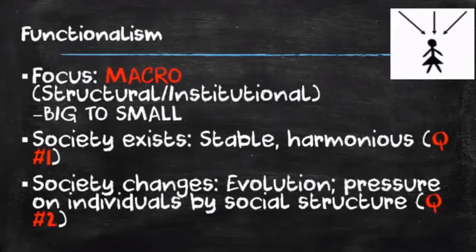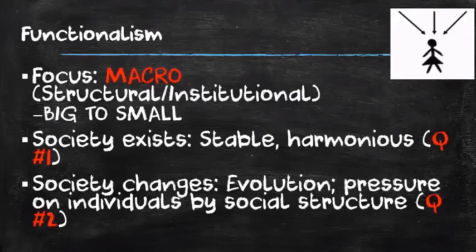So the focus of functional theory is macro level, meaning it's looking at those structural components and taking a big picture to small picture point of view. And the answer to that first question, how does society exist? Well, if we think about that cell, it must be stable or harmonious. You know, the words that you hear used in biology class, homeostasis, equilibrium, all of those words fit this theory to the answer of that first key question. How do we exist? We have to work together.